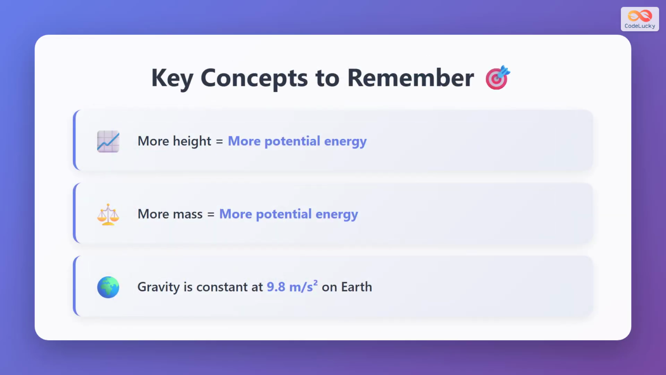There are three key relationships you need to remember. First, more height means more potential energy. If you double the height, you double the potential energy. Second, more mass means more potential energy. A heavier object at the same height will have more stored energy than a lighter one. And third, gravity is constant at 9.8 meters per second squared on Earth. This value never changes in our calculations for objects near Earth's surface. Understanding these relationships will help you solve any gravitational potential energy problem.